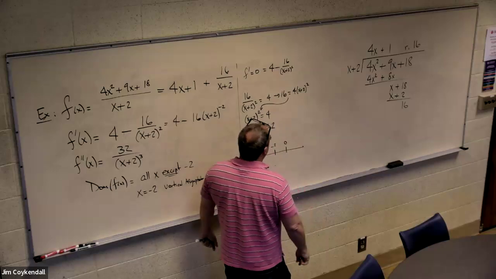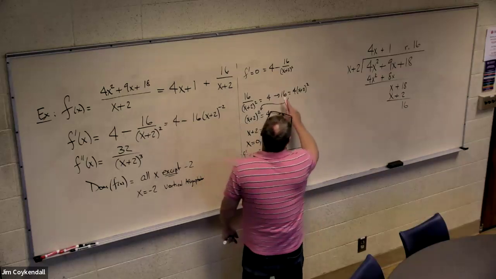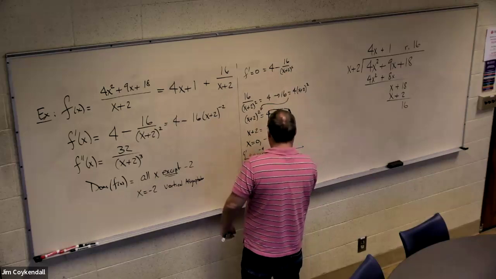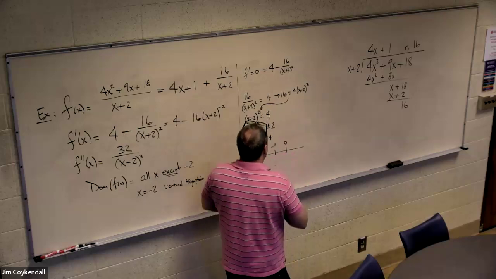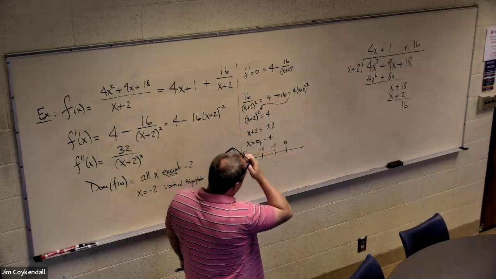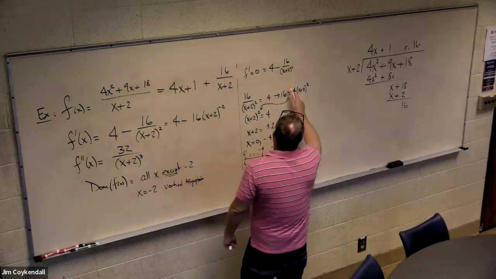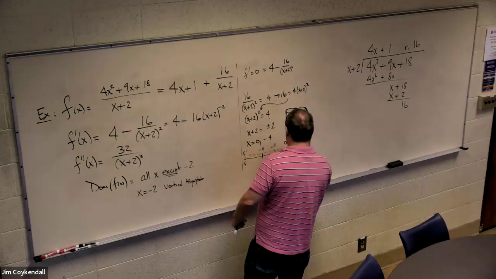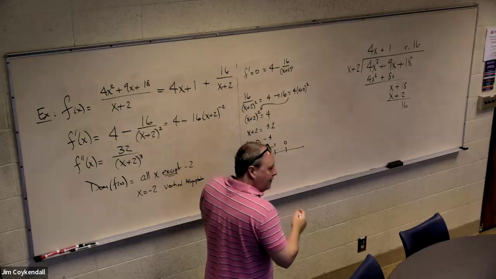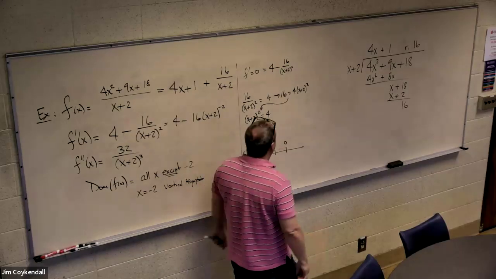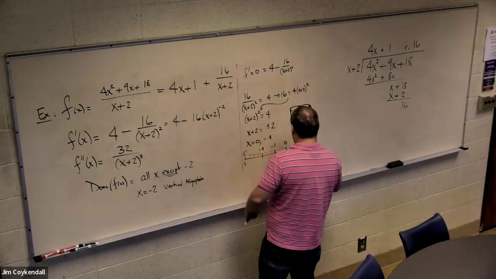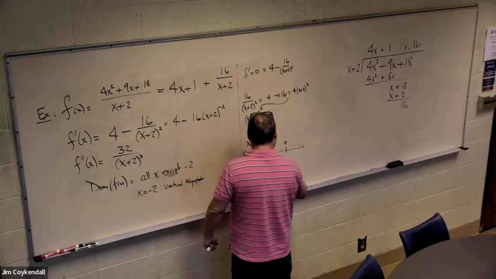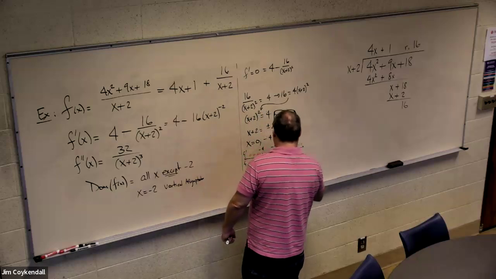How about between negative 4 and negative 2, something like negative 3? Well, if that's negative 3, that'd be 4 minus 16, that's negative. How about between negative 2 and 0, something like negative 1? Well, negative 1 again, that's going to be 4 minus, so no sign there. And how about something greater than 0, like 100? 4 minus again. So my function is increasing, decreasing, decreasing, increasing.